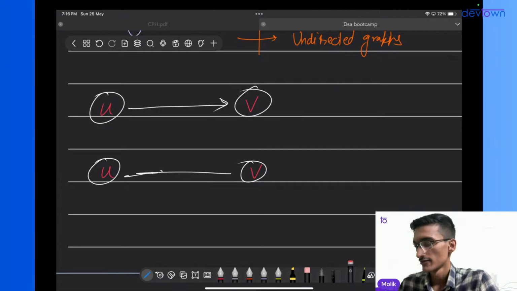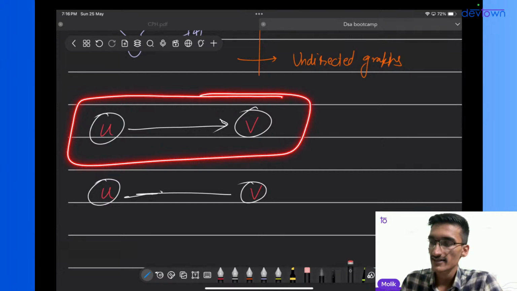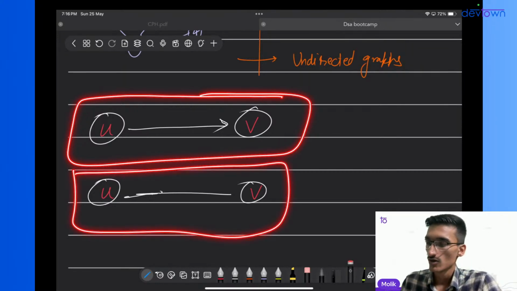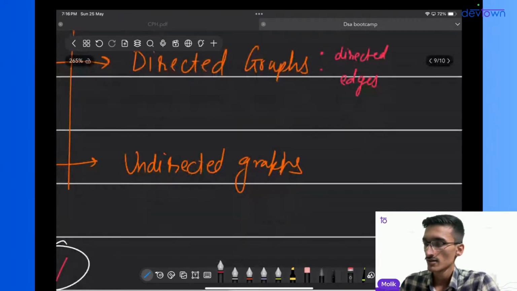So where were we? We were talking about the difference between directed and undirected graphs. So this is a directed edge. This is an undirected edge. Obviously, the difference between directed and undirected graph is that this one contains directed edges and this one contains undirected edges.